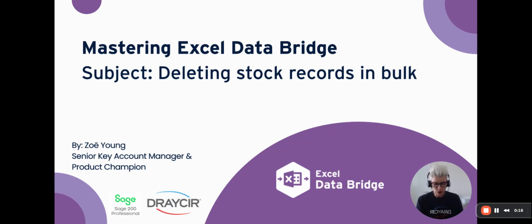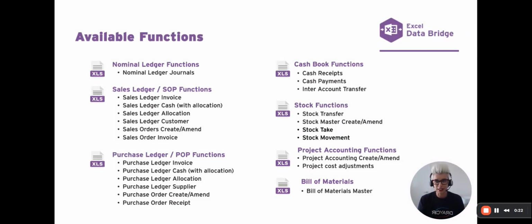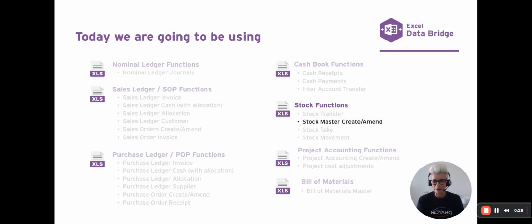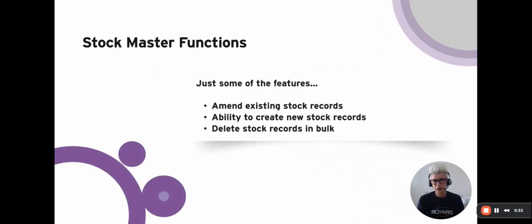So if you're already watching this recording, then you'll probably already know what Excel Data Bridge is. You might not be aware quite how many different functions that we have. Today we're going to focus on Stock Master. So, what's Stock Master used for? There's three key areas, even though it does a lot more. But those key features are amending existing stock records, the ability to create new stock records, and of course, deleting stock records in bulk, which is what I'm going to take you through today. So let's have a look.